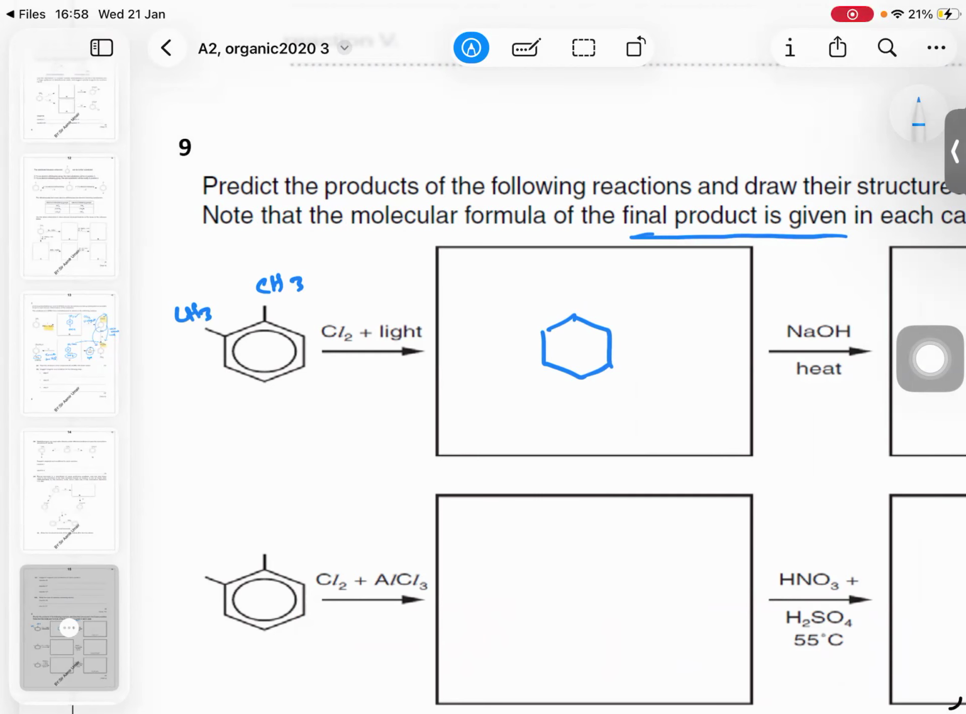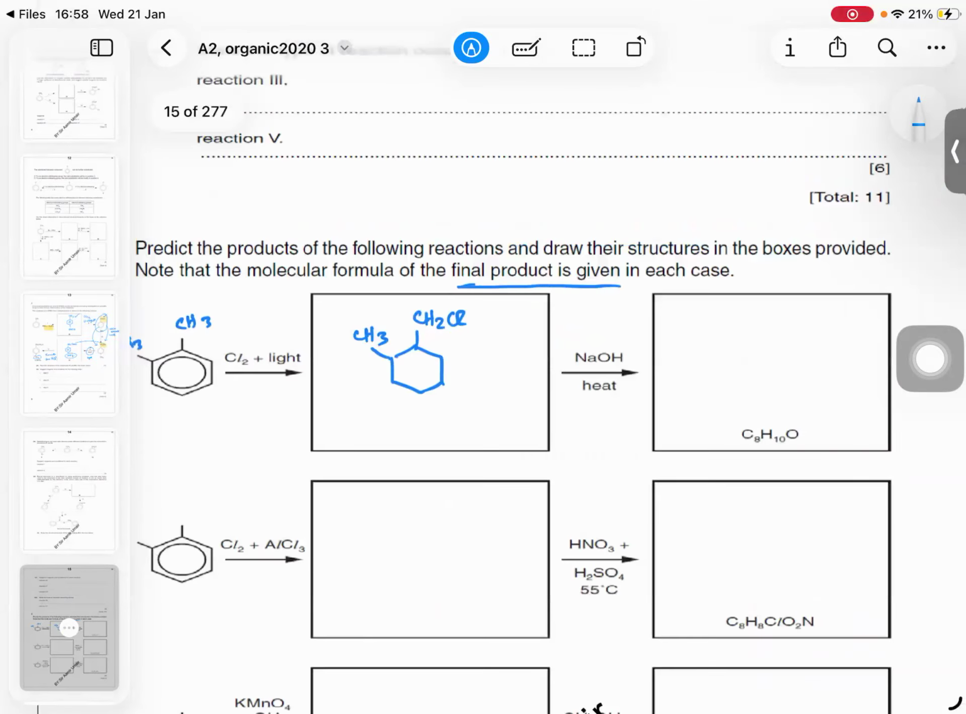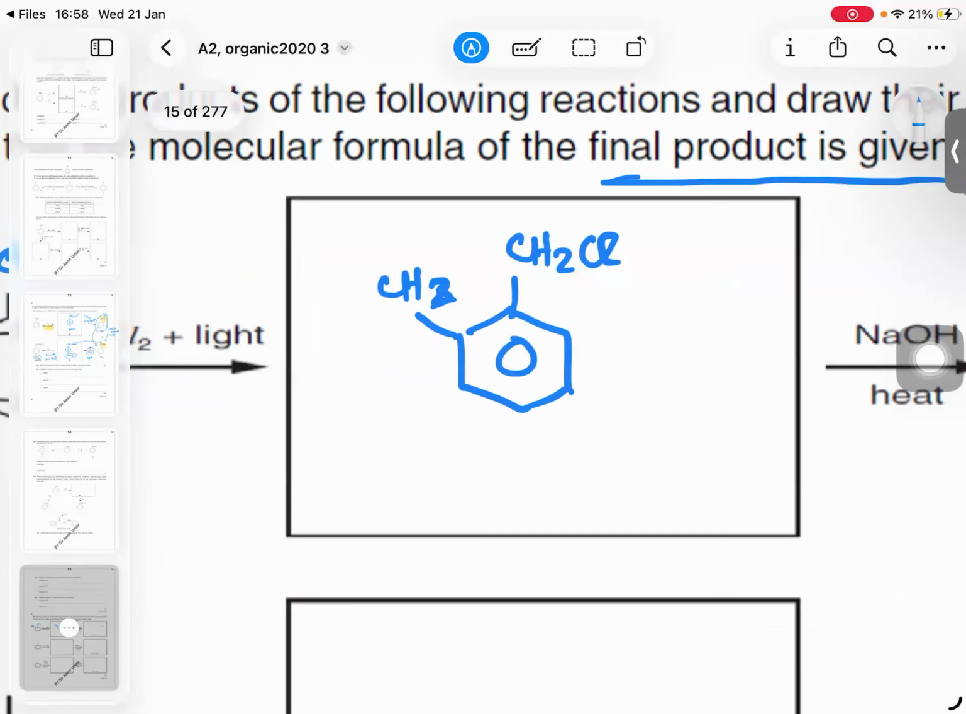So when the side chain reaction happens, one of the hydrogens is replaced. Let's say it becomes CH2Cl. At this moment, I don't know what happened to this CH3. Is there any replacement of hydrogen with chlorine here or no? So I'm going to just avoid it here because the molecular formula is already given and will tell me later. Okay, so maybe on both sides one chlorine, maybe CH2Cl like this, right?